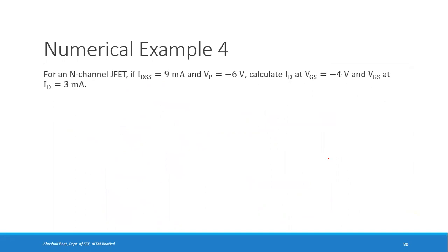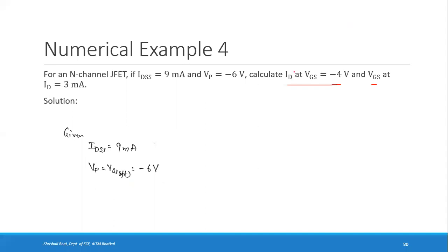There is a similar problem, another problem with different values. All these questions are from old question papers. Here, they have given IDSS is 9 milliamps, VP is minus 6. Same thing: you are asked to find ID at a certain VGS, and to find VGS at a certain ID. So first, we have to write the given things. IDSS is 9, VGS(off) is nothing but VP, which is equal to minus 6.